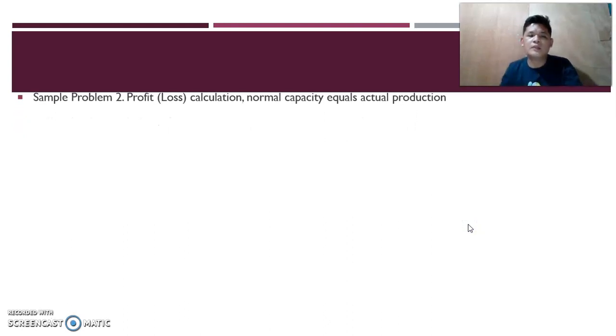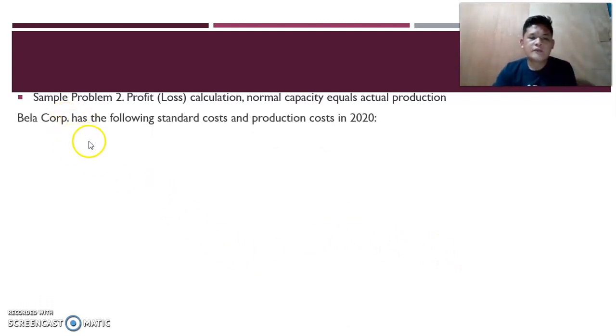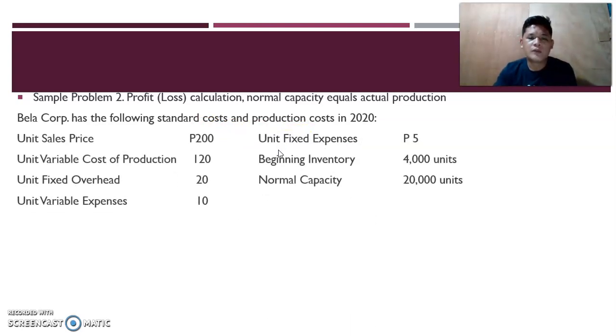So, sample problem number 2. So, let's compute for the profit or loss. Normal capacity equals to actual production. Bella Corporation has the following standard costs and production cost in 2020. So, ito yung mga given. Unit sales price, 200 pesos. Unit variable cost, 120. Unit fixed overhead, 20 pesos. Unit variable expenses, 10. Unit fixed expenses, that will be 5 pesos. Beginning inventory, 4,000 units. Normal capacity, 20,000 units.